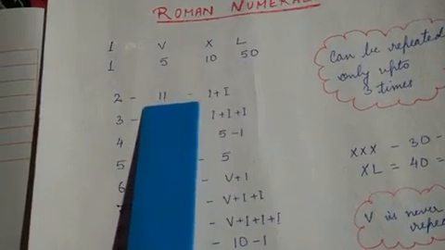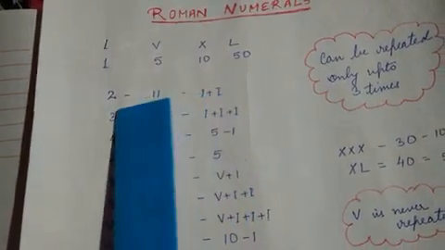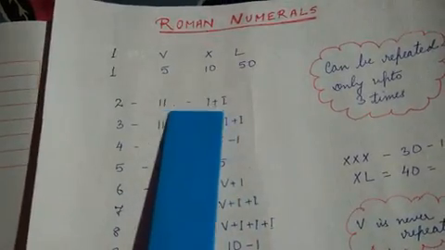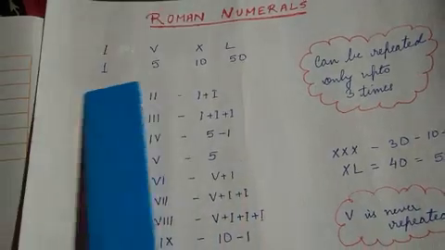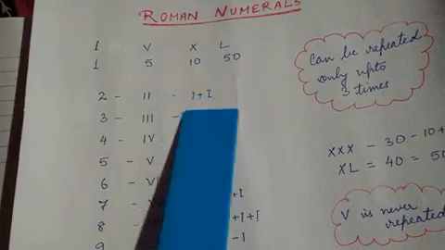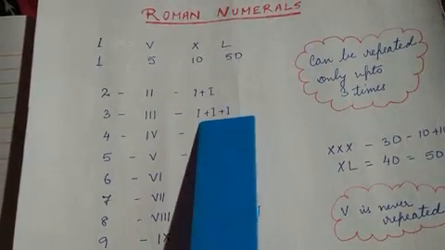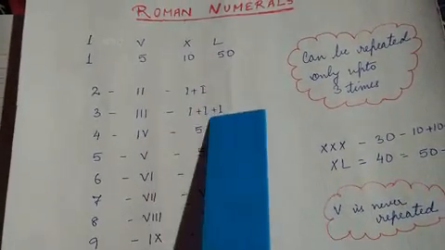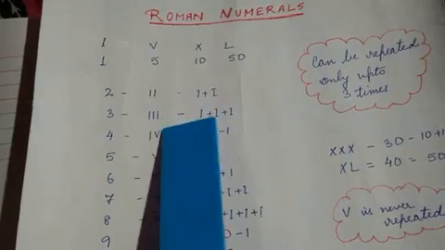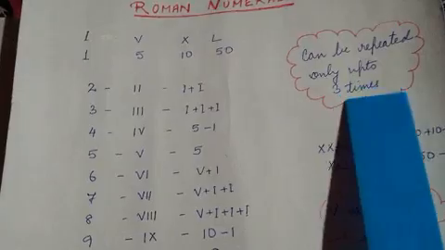When we write the sign two times, it means we are adding. We are writing the sign two times, it means we are adding 1 plus 1. I means 1, so I plus I becomes 2. Now 3: we are writing it 3 times, 1, 2, 3, and we need to add 1 plus 1 plus 1, that is 3.